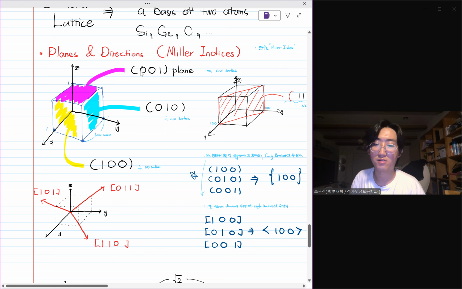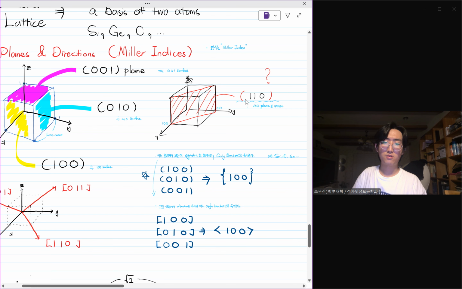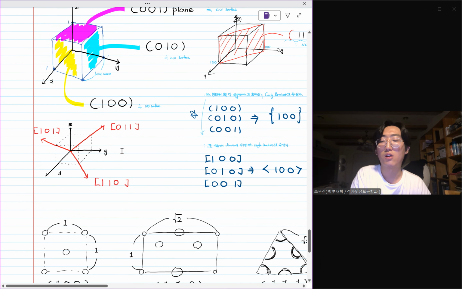You can write 001 with a round bracket as a plane. So 010 and 100 with round brackets mean a surface. Also 110 with round brackets means a surface, and as you can see here, this is the 110 surface. The next one, as I said before, is the vector.